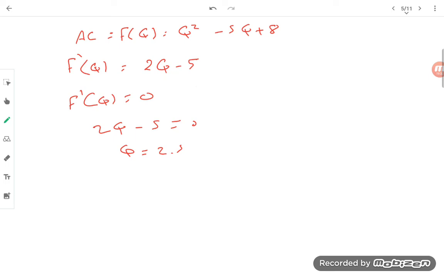In order to identify whether this point is a maximum point or a minimum point, we have to find the second and the higher order derivative. So the second test that we are going to perform in order to make sure that this is a minimum or a maximum point is the second derivative test.